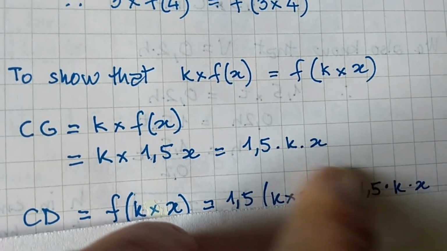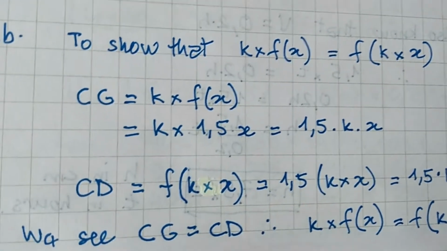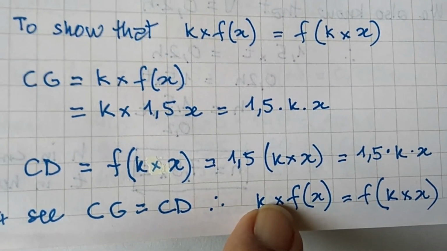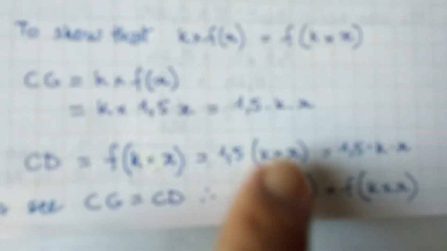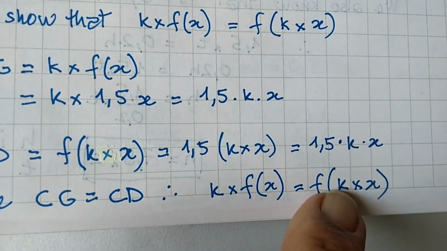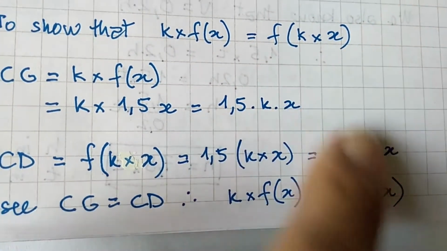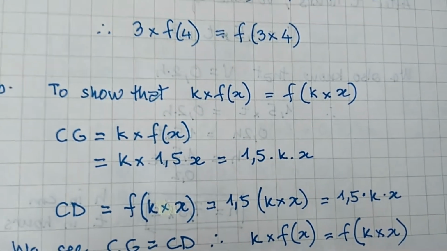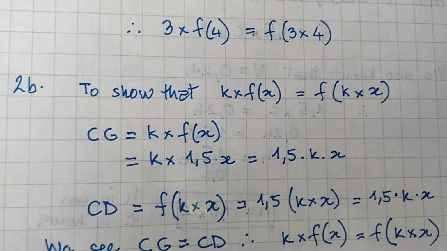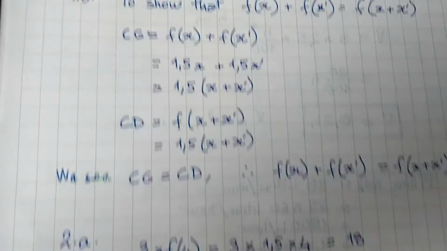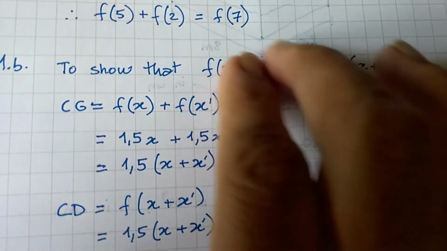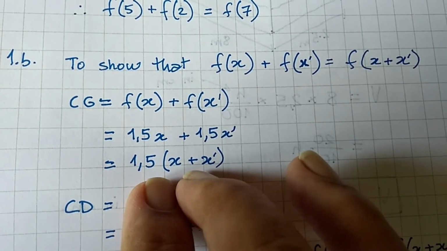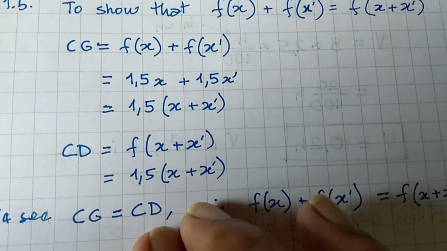So again you see these two are equal. We see CG est égal à CD, donc k fois f de x est égal à f de k fois x. So this is the way you have to solve this. That is, you shouldn't do it any other way. Whenever you are asked to show that something like this is equal to something like this, you take this one on the côté gauche, you come to an answer, you take that and you come to the same answer.